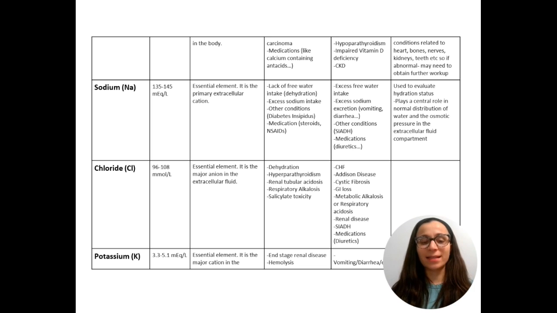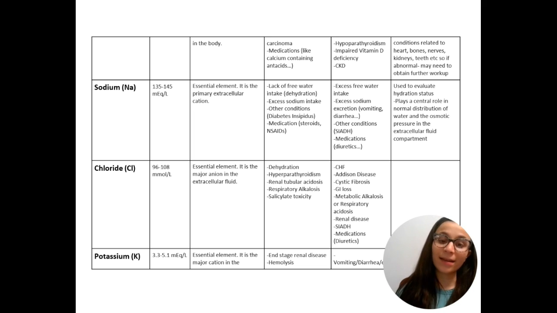So next we go on to potassium. Potassium is one of those labs that has a very narrow range that you want to stay in, 3.3 to 5.1. It's an essential element and is a major cation in the intracellular fluid. It could be elevated in end-stage renal disease. A lot of these labs could be elevated with renal disease because the kidneys are in charge of the waste and getting rid of stuff, and if they can't, then it builds up in the blood, and a lot of these things become elevated in the blood.